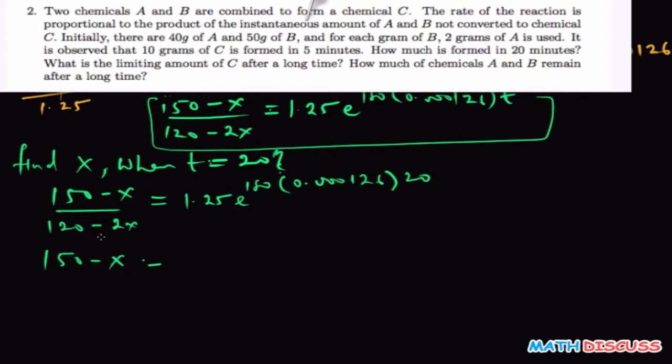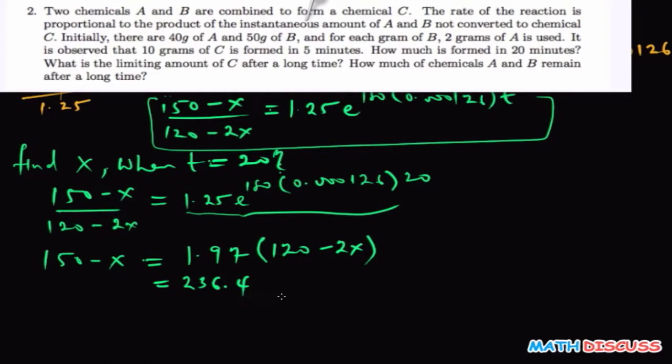minus x equals, so this cross multiplies 1.25 times all what we have here is going to give us 1.97. 1.97 times (120 minus 2x). So we simplify this, so this gives us 236.4 minus 3.94x.